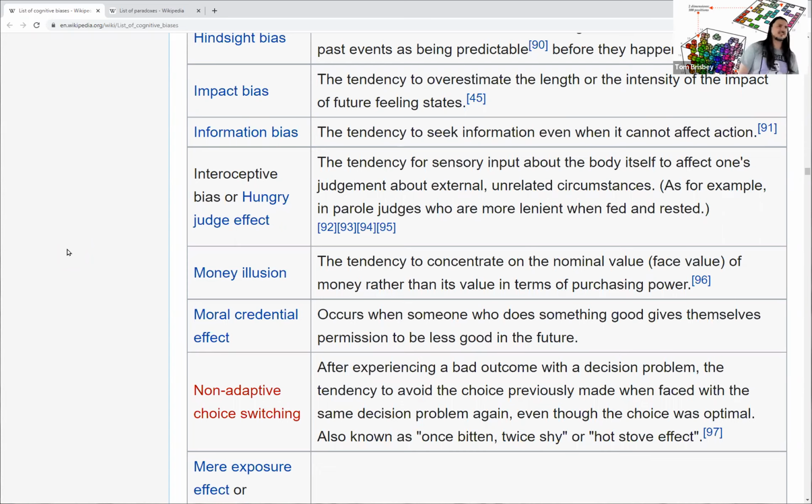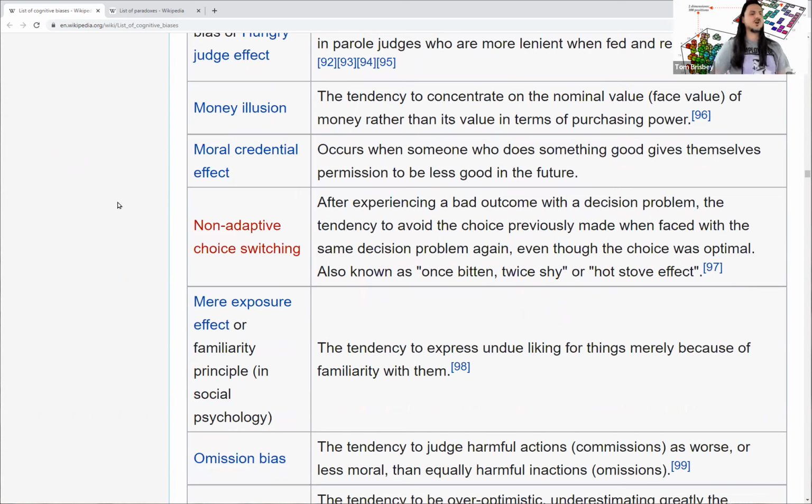The money illusion, the tendency to concentrate on the nominal value of money rather than its purchasing power. You see that one in the news all the time. Stuff is getting more expensive. No, stuff is not getting more expensive, not in the way that you're thinking about it. A gallon of gas has the same energy content it did 1 year ago. It has the power to move a vehicle from point A to point B a specific number of miles. It is a thing. It has concrete fixed value.